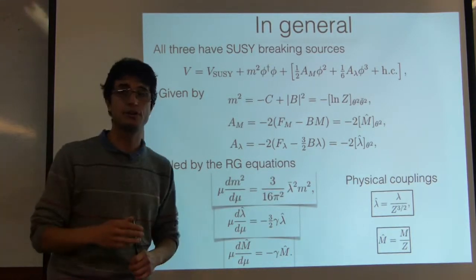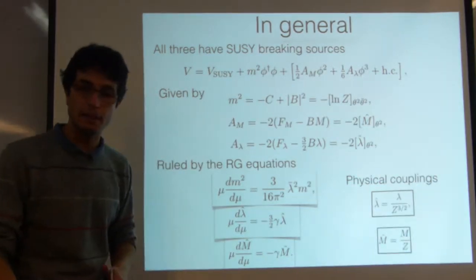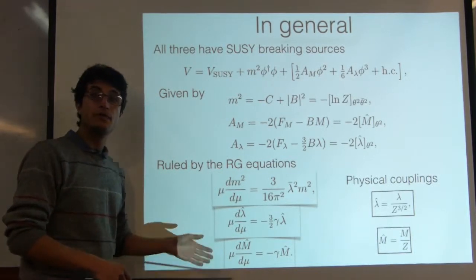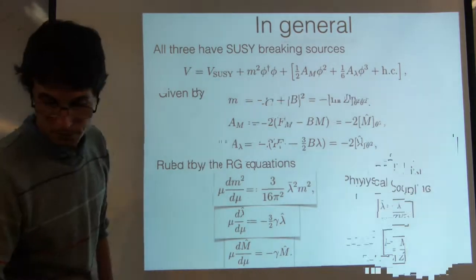Okay, so as before, you compute the anomalous dimension by standard techniques, and you get the running of the soft terms.